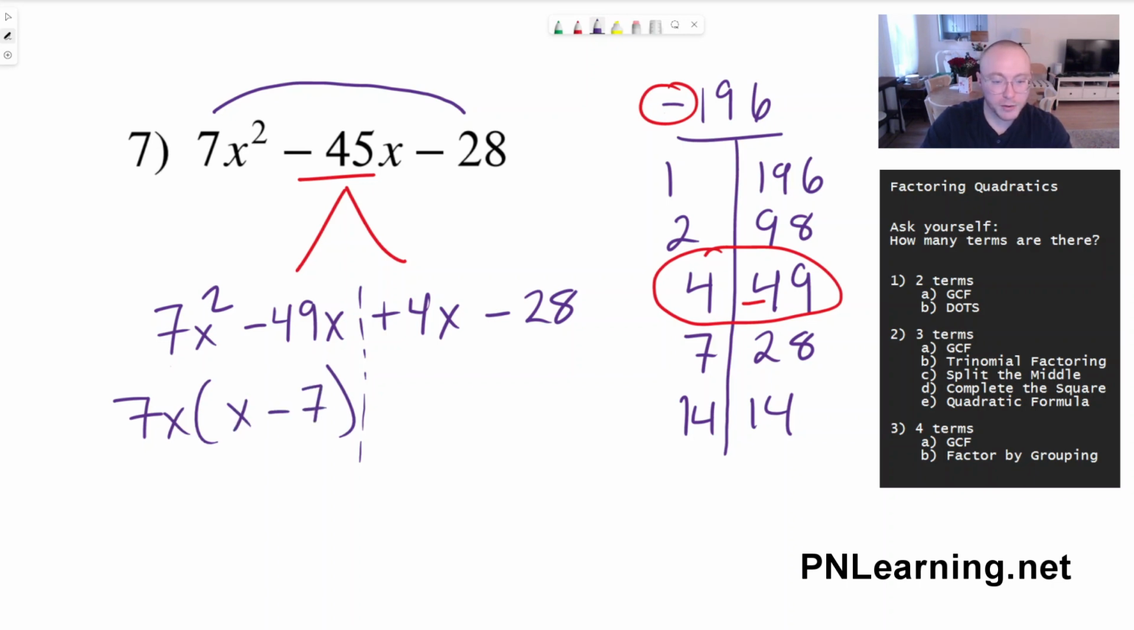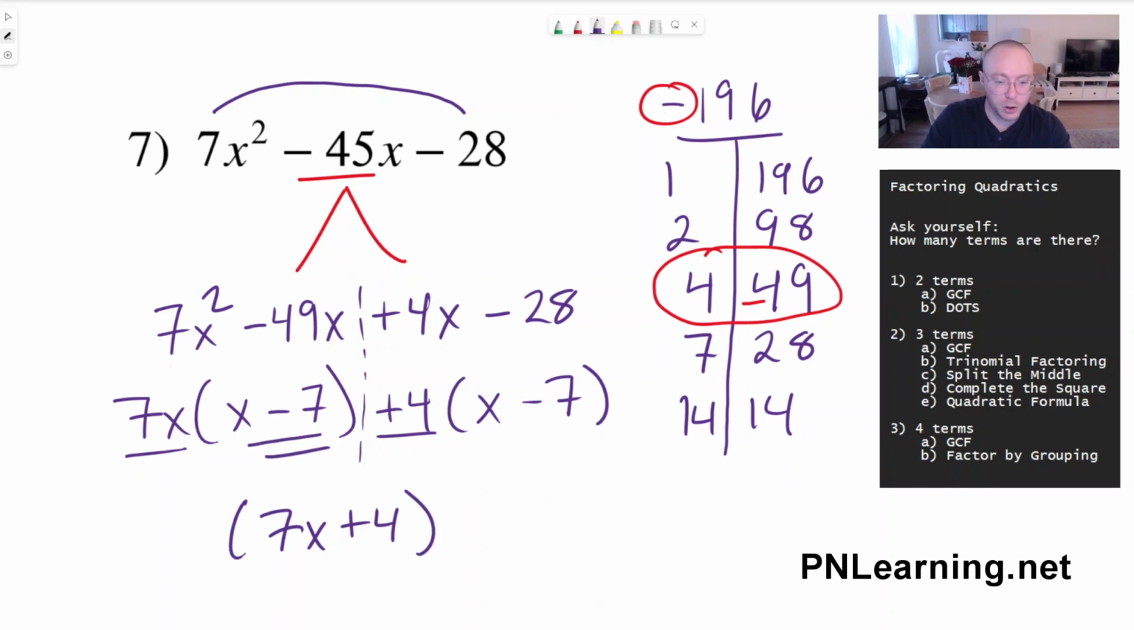So over here we have a 4x minus 28. We could either factor out a 4 or a negative 4. And in this case, a positive 4 will work because that'll leave us with x minus 7. And you see again, we've got some stuff on the outside. This is one factor, 7x plus 4. And then these matching binomials, x minus 7, that will be our other factor. That's it. That's another example of splitting the middle.